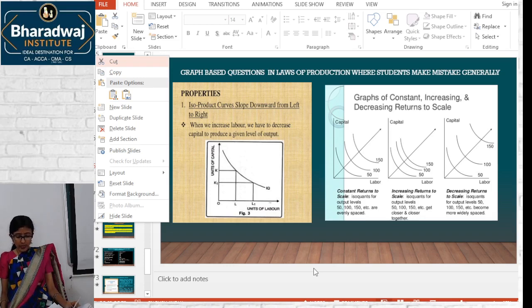Fourth one. Under constant returns to scale, the distance between the successive isoproduct curves are: option A diminishing, option B increasing, option C equal, option D varies from firm to firm.